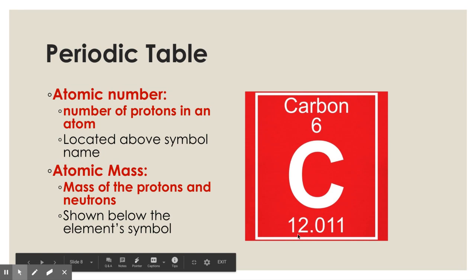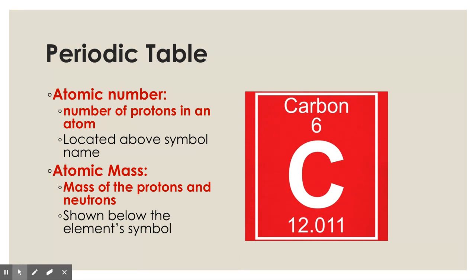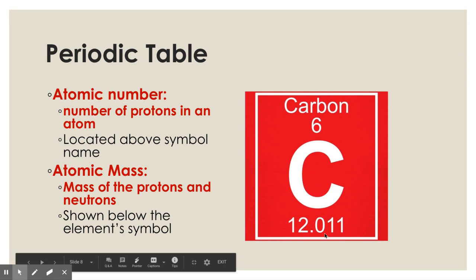So here we have 12.011. That is the number of protons and neutrons because they are the things that have an atomic mass unit of 1. And we'll talk about this 0.011 a little bit later, but just know this is your atomic number. This is your atomic mass.